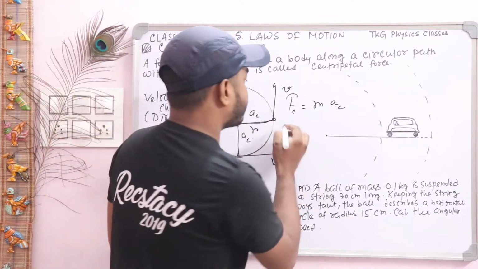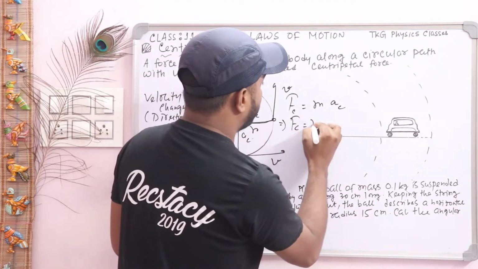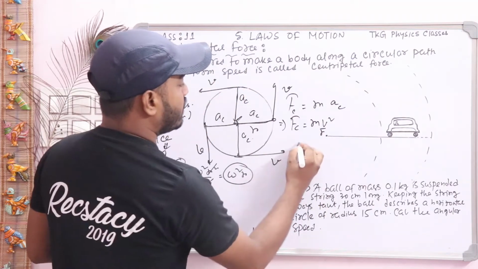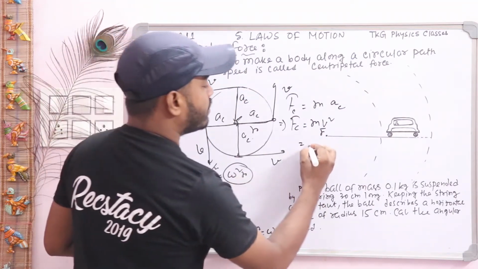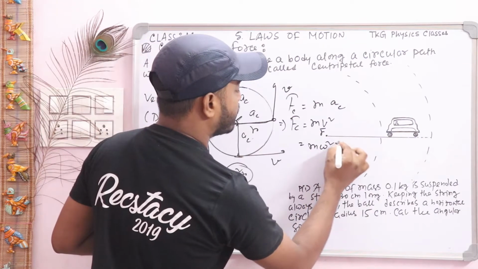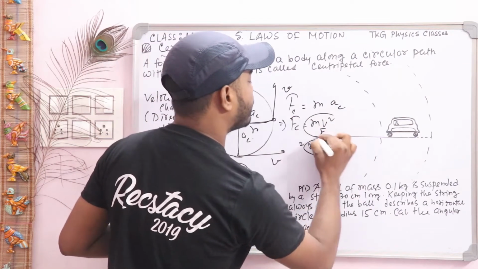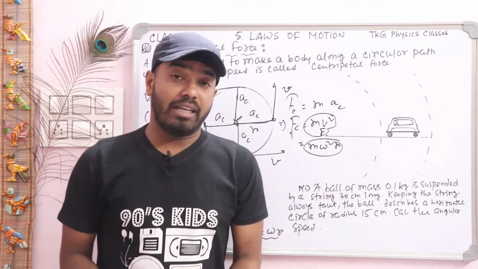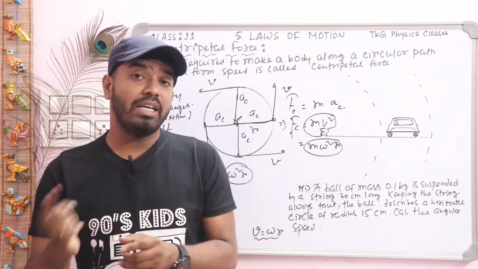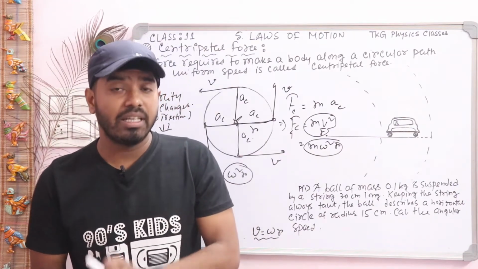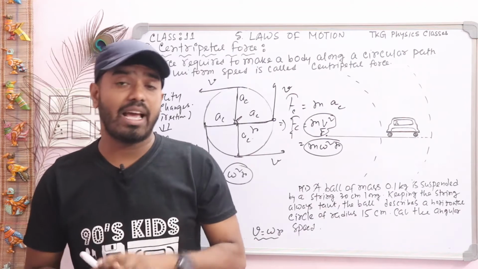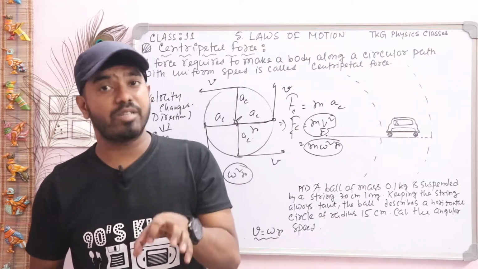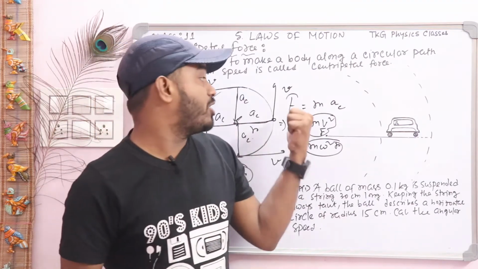So write it: Fc is equal to m AC, that is v square by r, or you can write this value omega square r. If we write it, this one will be m omega square r. So this is the mathematical form of Fc, which represents the centripetal force. Remember one thing: when any circular motion happens, there is an acceleration, known as centripetal acceleration, and this centripetal acceleration is produced by the centripetal force.